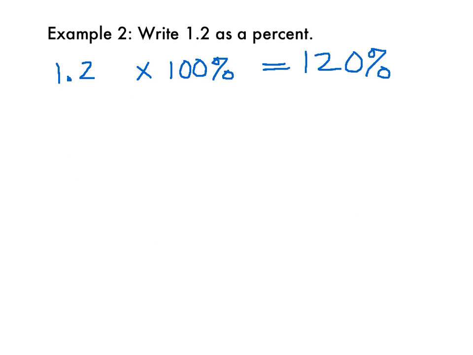In example 2, we'll write 1.2 as a percent. We multiply the decimal times 100% to get 120%. Remember, we can do this simply by moving the decimal point over 2 places. We end up with 120%. In some applications, a percent may be greater than 100%. If the number we are changing to a percent is greater than 1, then the percent is greater than 100%.